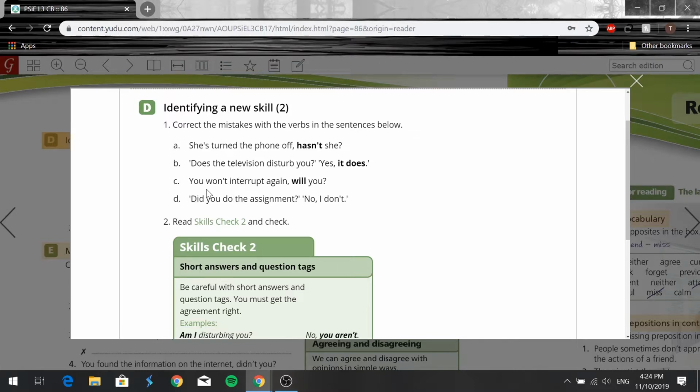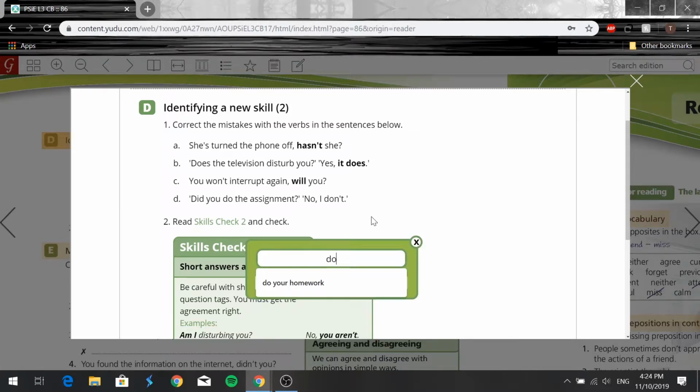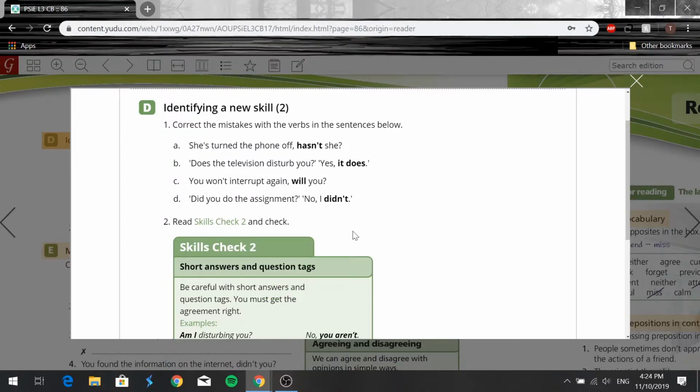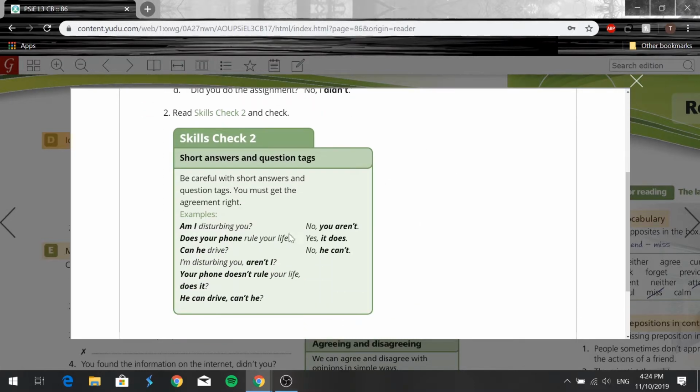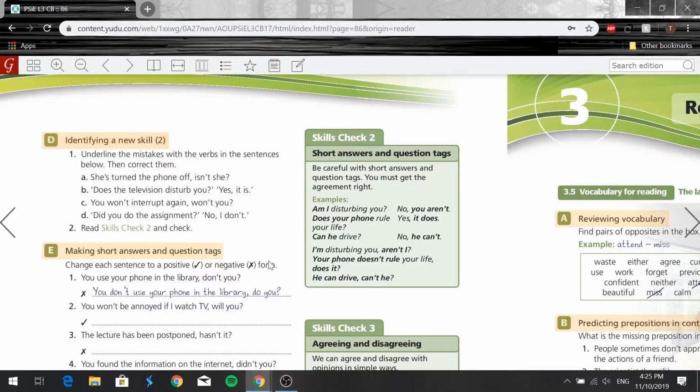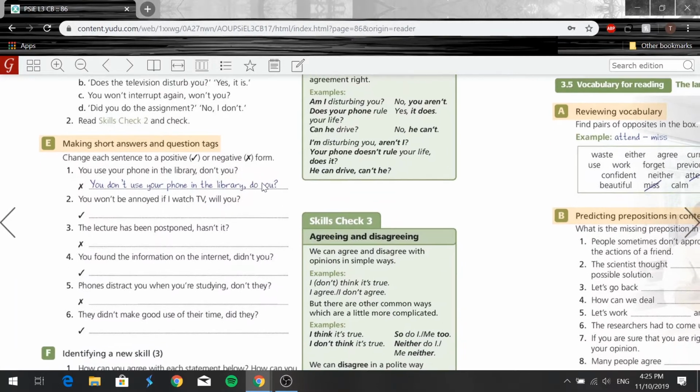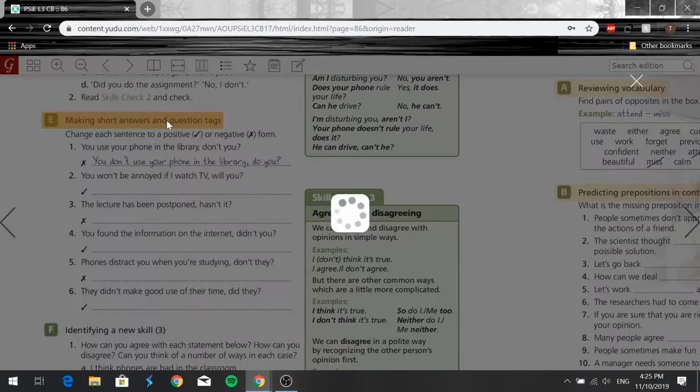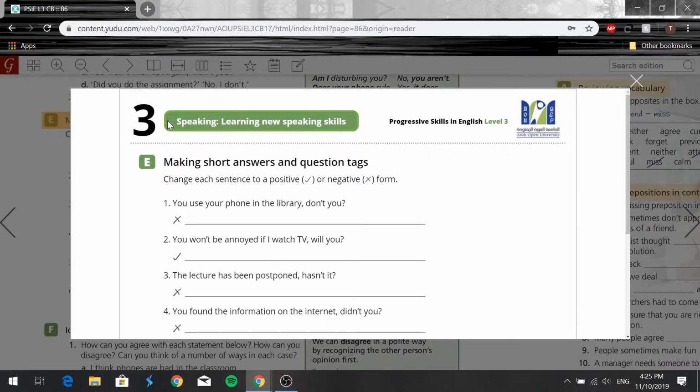And then we have D. Did you do the assignment? No, I don't. Don't is wrong here. We'll say didn't. Okay, didn't. Here we go. Did you do the assignment? No, I didn't. Okay, again, I chose didn't because the auxiliary, like I said, is repeated in short answers. Okay, again, read skills check 2 again, and let's move on. So we have exercise E, making short answers in question tags. Alright, let's see what we have here.